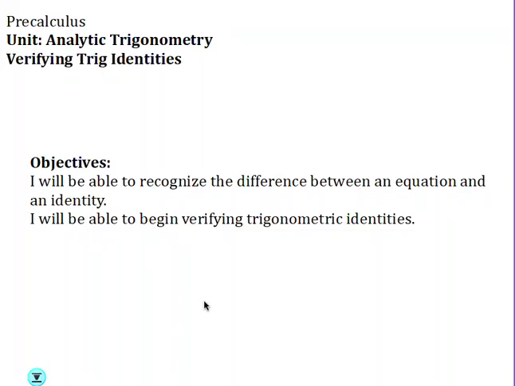Today we are going to continue to talk about verifying trig identities. By the end of this video, you should be able to recognize the difference between an equation and an identity, and you should be able to begin to verify trig identities.